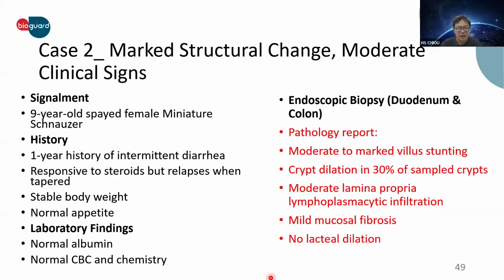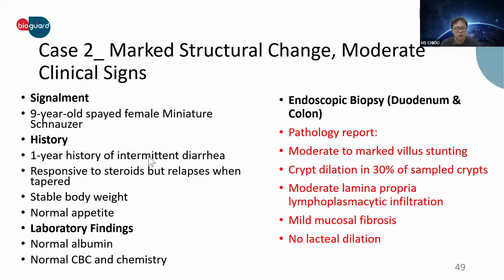Now let's look at the opposite scenario. This is a 6-year-old spayed miniature schnauzer. She has a 1-year history of intermittent diarrhea. She responds to steroids, but relapses when the dose is tapered. Body weight is stable, appetite is normal, lab work shows normal albumin, normal CBC, and normal chemistry. So clinically, this patient appears moderately affected, but stable. Because of the chronic relapsing course, endoscopic biopsy of the duodenum and colon was performed.